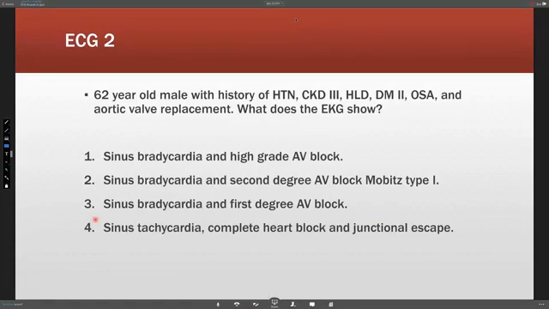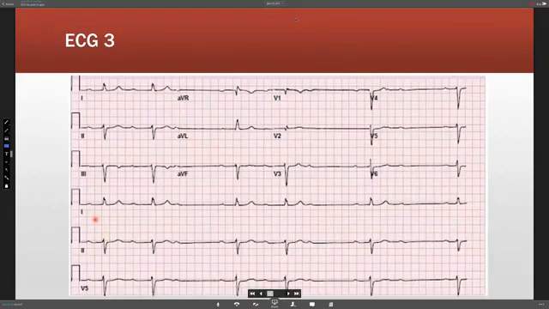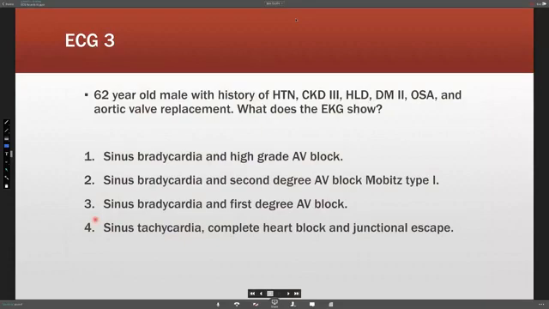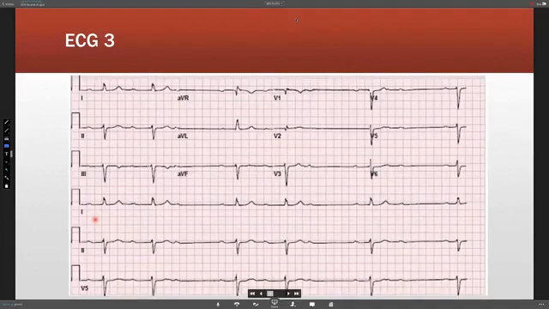So I'll show you one more EKG. It's the same case. Same options: sinus bradycardia and high grade AV block; sinus bradycardia and second degree, Mobitz type 1; sinus bradycardia and first degree; or sinus tachycardia, complete heart block, and a junctional escape. So make the choice, and please type it in the chat box. This is the EKG again.